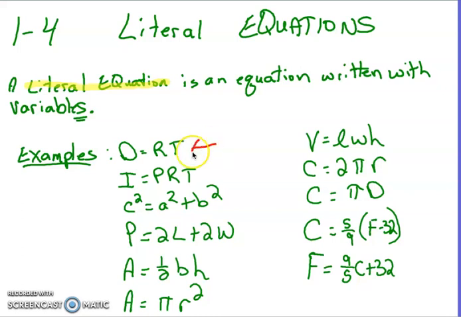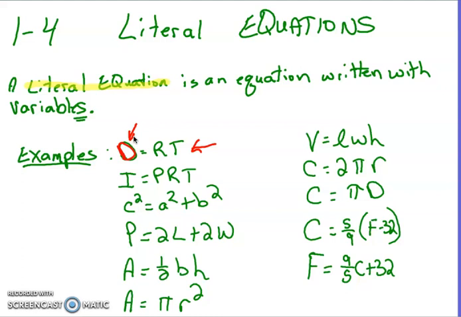This one right here is distance equals rate times time. The next one is interest equals principal times rate times time. I don't want to go through every one of them, but all of these, notice they're solved for a certain variable. Like this is solved already for D. D equals R times T. So this is distance equals rate times time. So it's solved for the letter D.